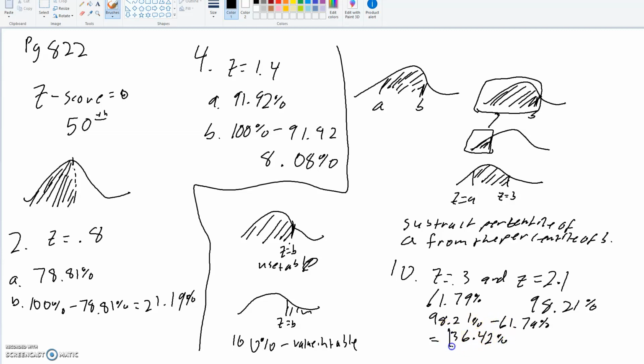So 36.42% lie between z equals 0.3 and z equals 2.1.